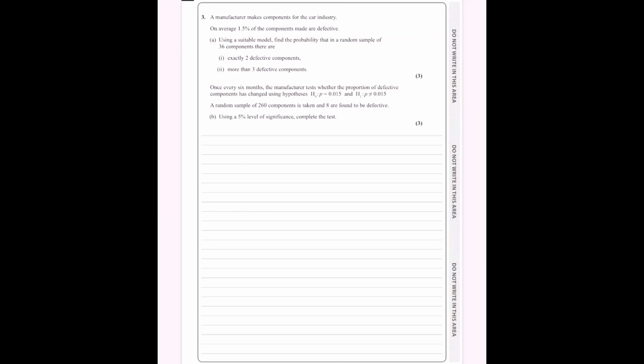All right, question number 3. So this is the binomial distribution. We're dealing with a variable, I've called it x. It's binomially distributed with 36 trials and a 0.015 probability of success. Part 1 wants us to find the probability that x equals 2.